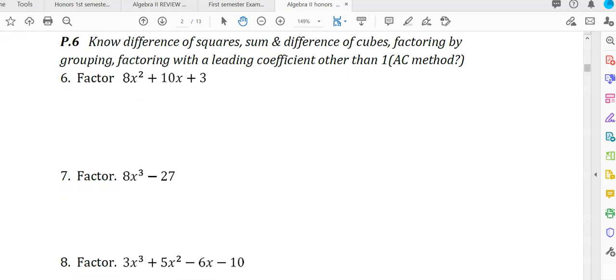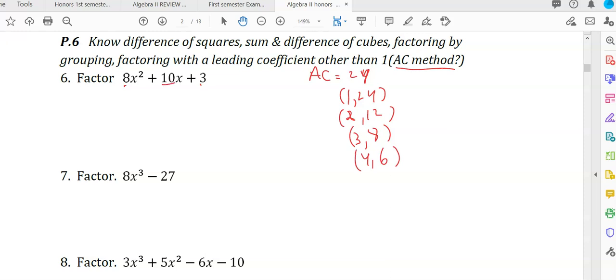Factor with the leading coefficient there, so you might want to know the AC method. Let's just do that just to be sure. So A times C, AC, would be 24. So factors of 24 would be 1 and 24, 2 and 12, 3 and 8, 4 and 6, and they have to add up to be 10. All of them are positive, so it's got to be 4 and 6.